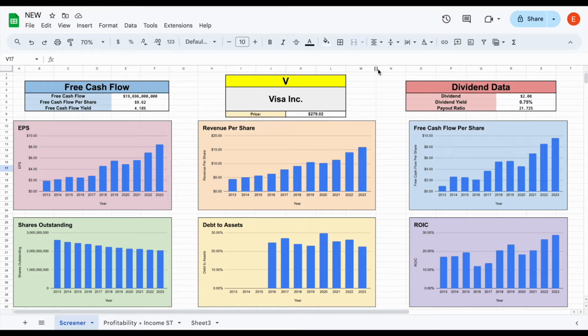With the help of the Tickerdata add-on in Google Sheets, I was able to build an incredibly powerful stock screener.